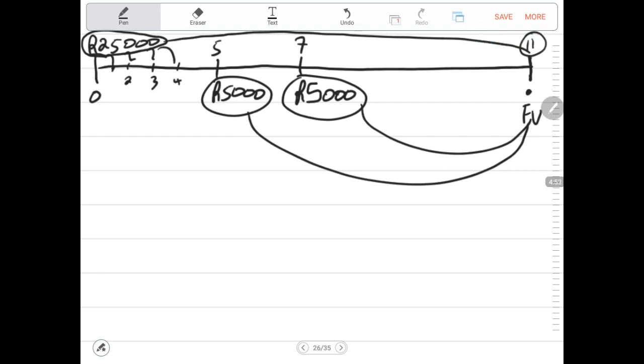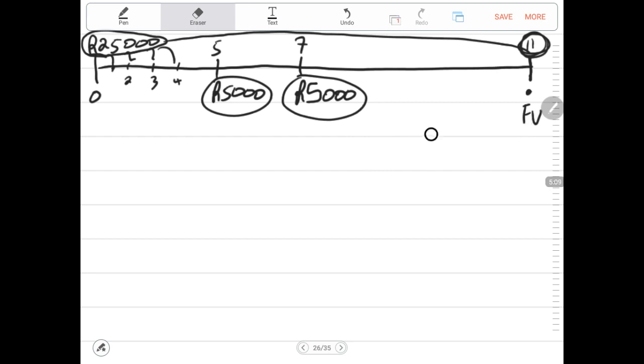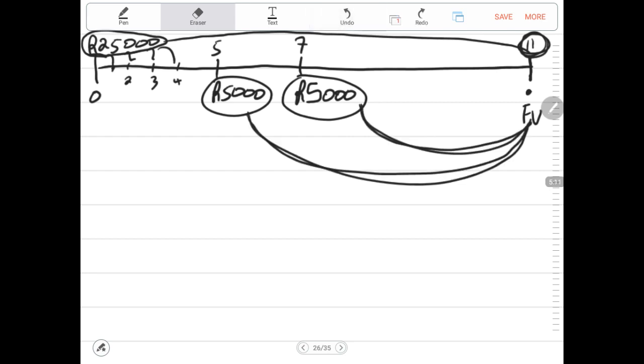Then the minute we know how much is the future value of this loan, we also need to know the future values of the repayments. Then after, we say future value of the loan minus future value of the repayments will be the amount that this friend owes at the end of the 11th month. So now this is where we are heading.